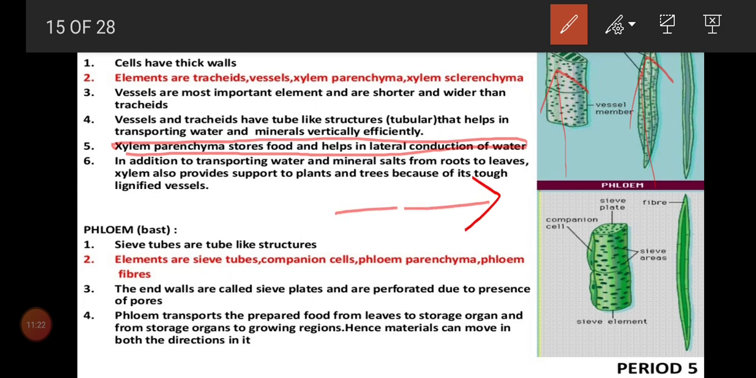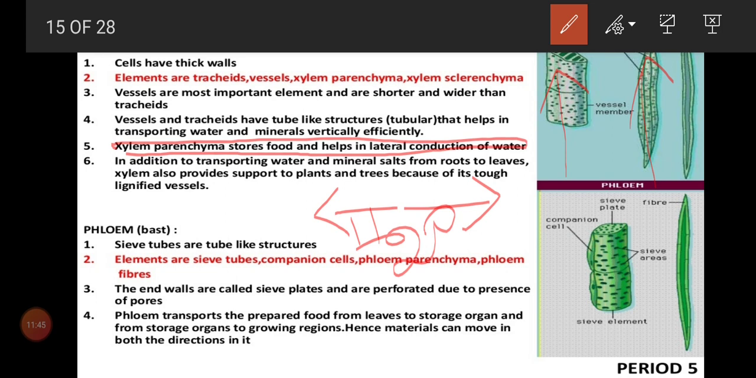help to transport food and helps in lateral conduction of water. We know parenchyma means it will store food items. So what is the role of xylem parenchyma? It will help to transport food through the lateral side, and also conduction of water.